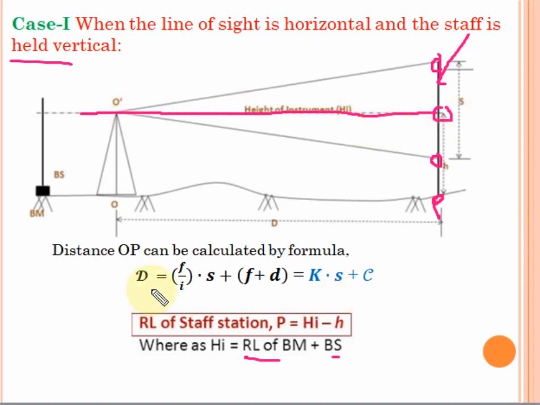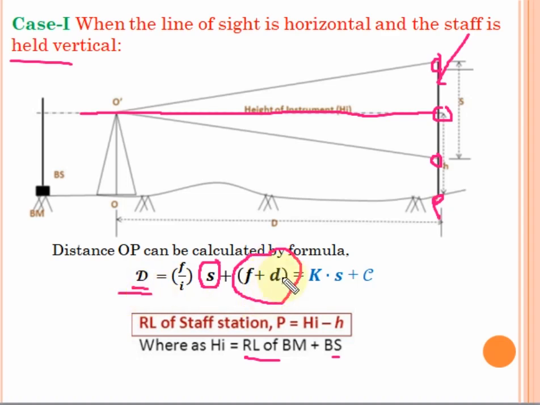When the line of sight is horizontal and the staff is kept vertical, in that condition D is equal to F upon I into S plus F plus D. This is the formula where F upon I is the multiplying constant and F plus D is the additive constant. F upon I we take as 100, and S is the staff intercept, top reading minus bottom reading. Then you can find out the distance directly.